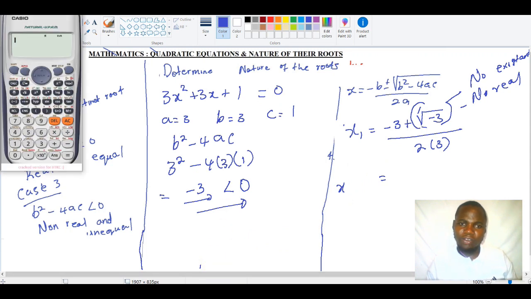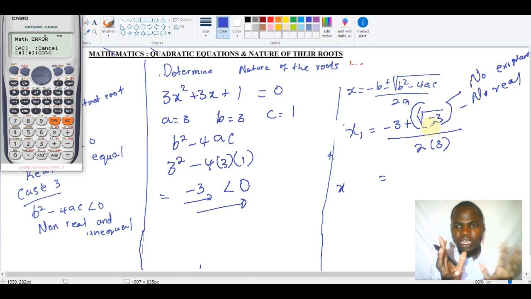Let's prove that it is a non-real thing. So you press your calculator, minus 3 plus square root of negative 3. So a square root of any negative number is undefined, right? So you see, you get a math error because that part is undefined. So that's why you end up having this thing as non-real roots, non-real roots. Otherwise, that's it for today.